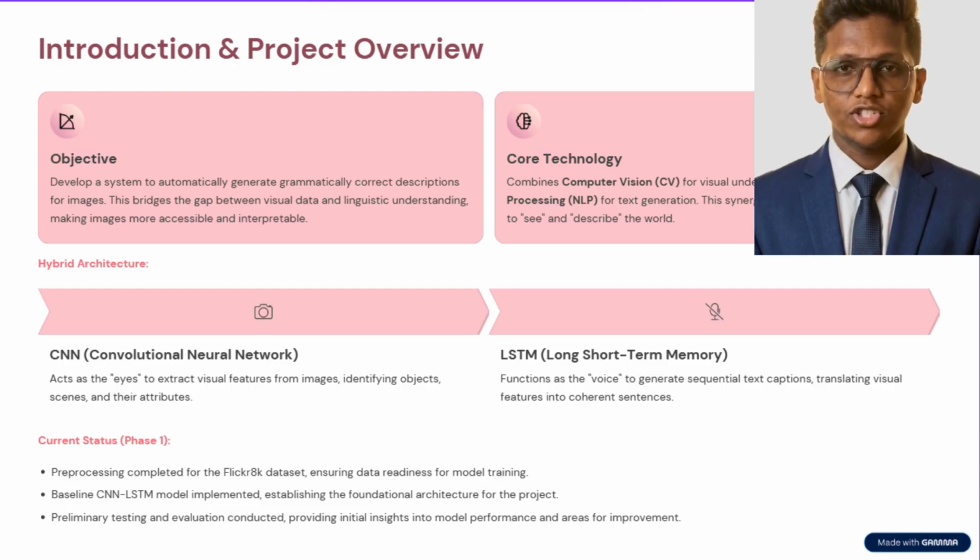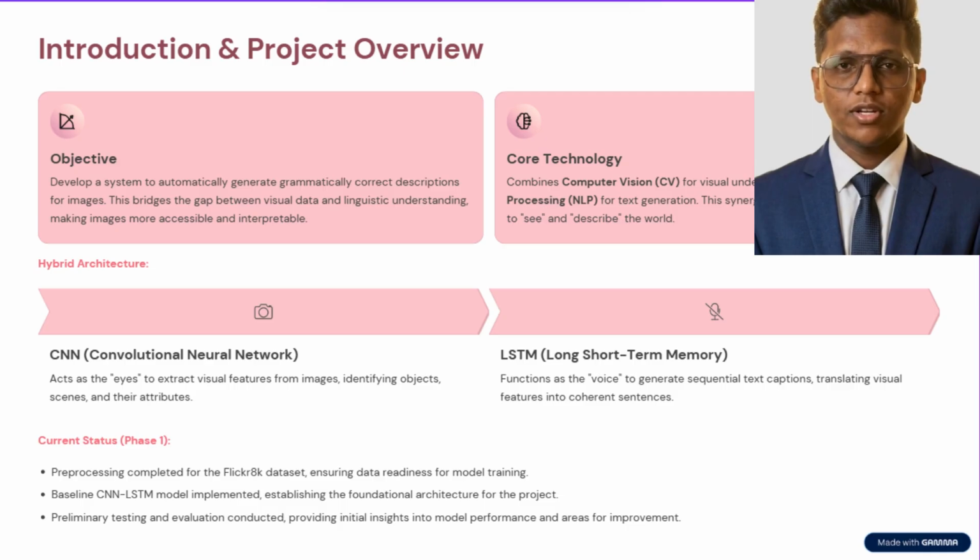The goal of this project is to build a system that can automatically describe images in grammatically correct sentences. This is a vital task that sits right at the intersection of 2 major fields in artificial intelligence: computer vision and natural language processing. Let's start with a brief introduction to what we have built. In simple terms, we are teaching a computer to see and speak. We are developing a deep learning-based system that takes an image as input and outputs a descriptive caption.